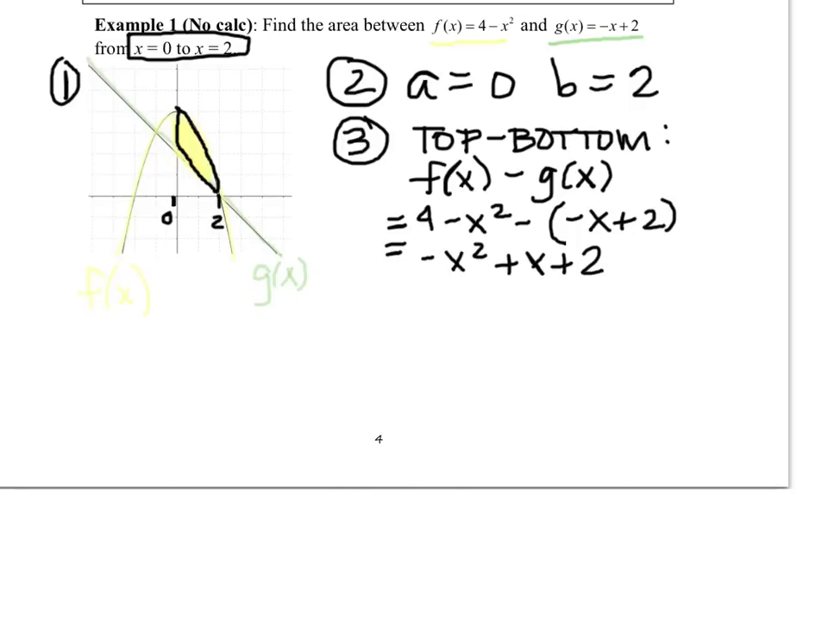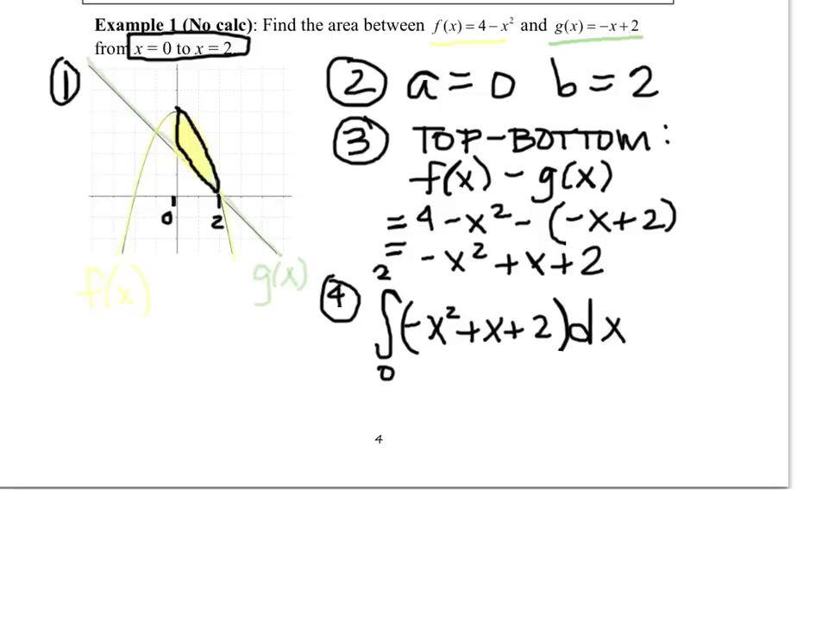Okay? Step 4 is to integrate. Definite integral from 0 to 2, negative x squared plus x plus 2, all of that is dx. Now we're back to what we were doing before, where we find an antiderivative in order to use our fundamental theorem of calculus. Okay, that's a part that most people tend to forget.